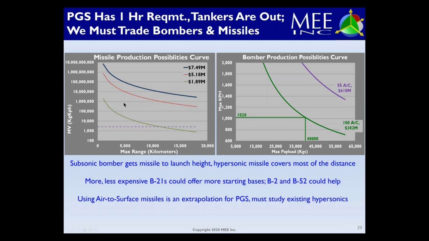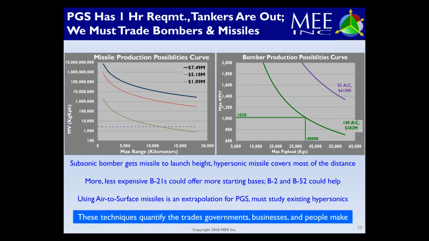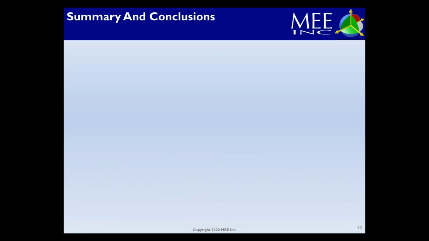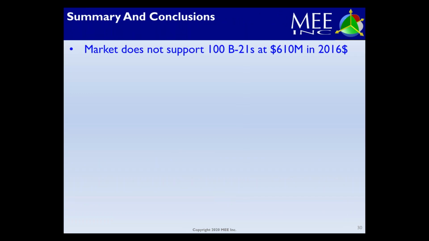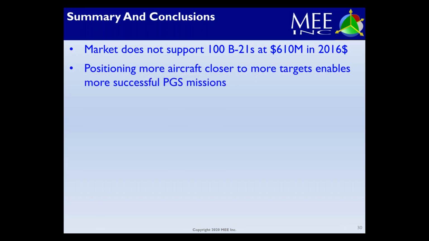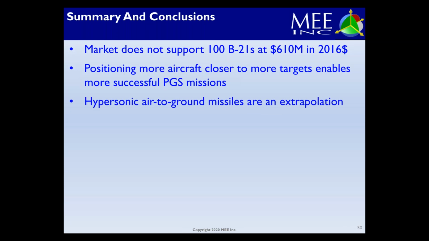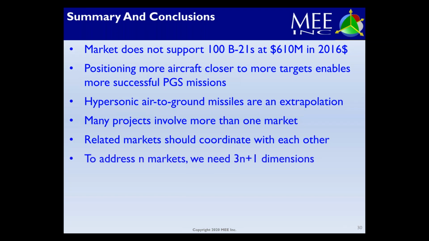And so what's the conclusion that we get out of all this then? Well, the conclusion we get then is that the market does not support 100 B-21s at 610 million, which means that in order to do prompt global strike, we're going to need to have more aircraft close to more targets. The missiles can't go a super long range, which means if you want to get everywhere in the planet, you're going to have lots of B-2s, B-21s, and maybe B-52s, so that you can be able to accomplish the mission.